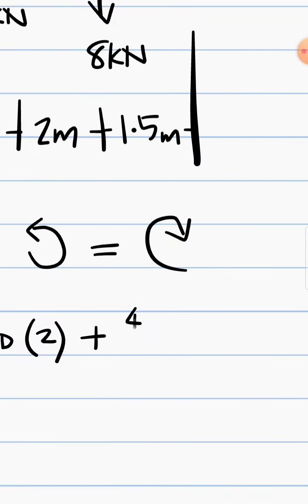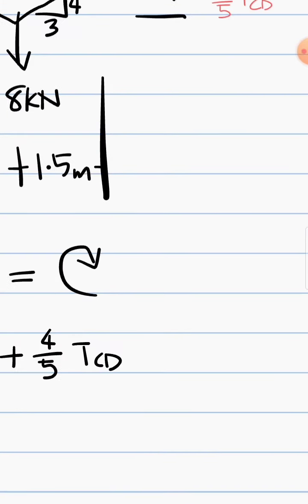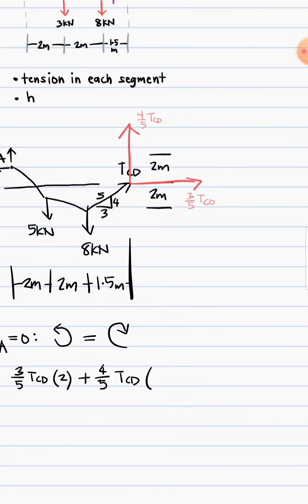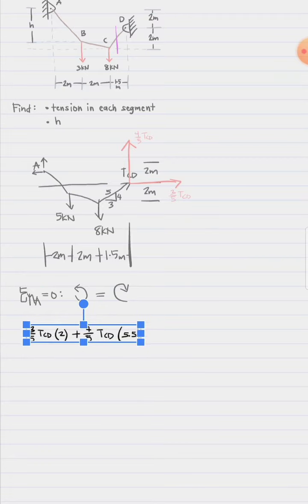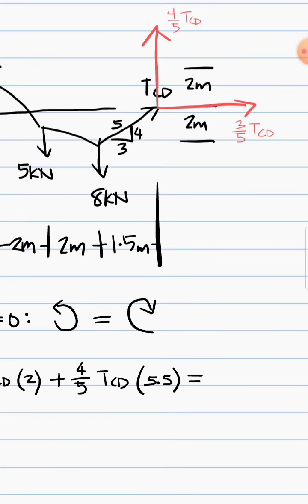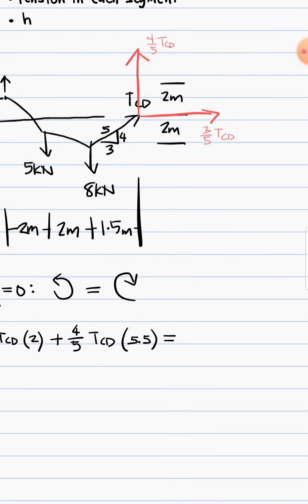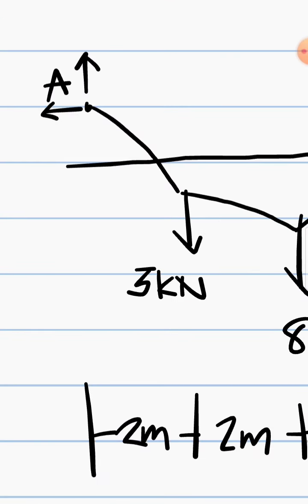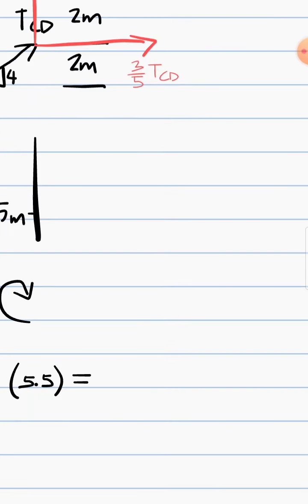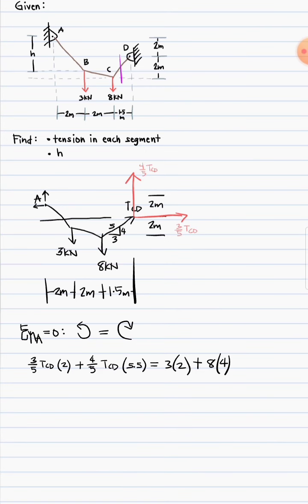So plus the vertical component, this one, TCD, that's multiplied by 5.5, the moment arm. So that's all the forces that cause counterclockwise rotation. And that should be equal to these forces that cause clockwise. So for this, its moment arm is 3. Sorry, this is 3. Right here, this is 3 kN. So that should be 3 times 2 plus 8 times 4. Right? This is 4. So all the counterclockwise is equal to clockwise.